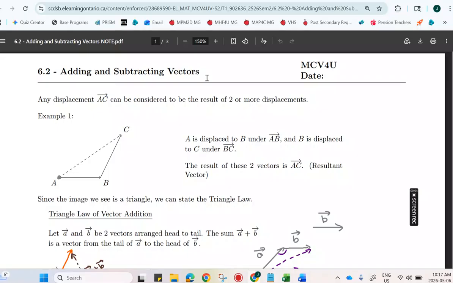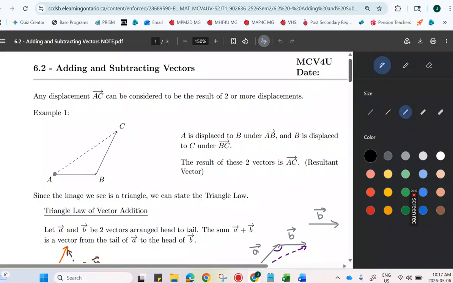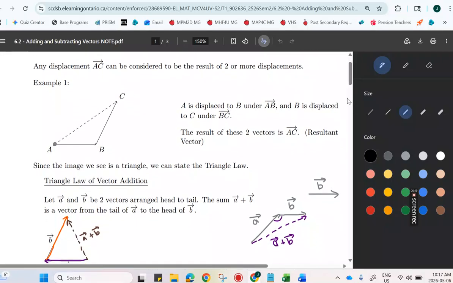Alright, this is the video for lesson 6.2, adding and subtracting vectors. So now we're going to take the idea of a vector and add them together. Any displacement AC can be represented by two or more displacements.